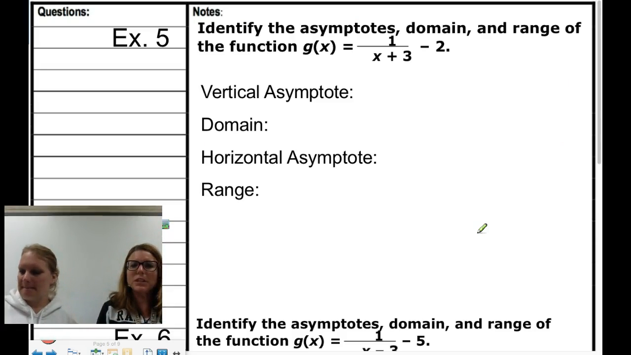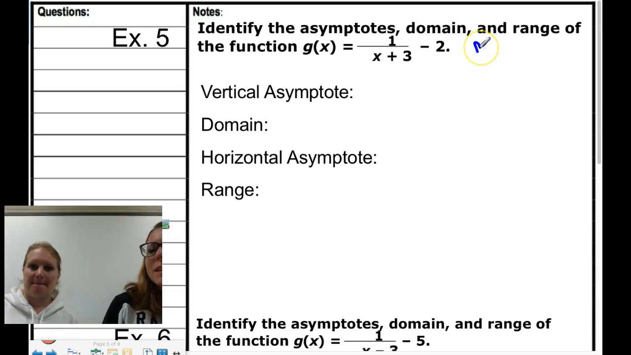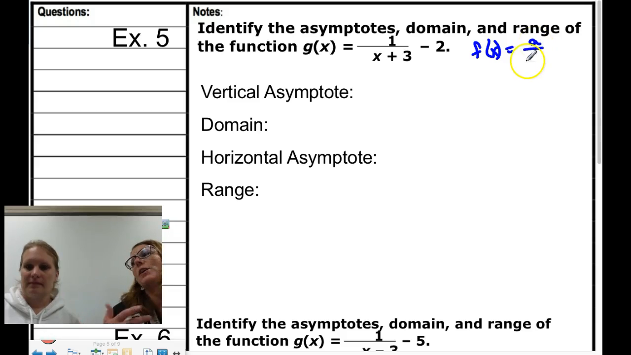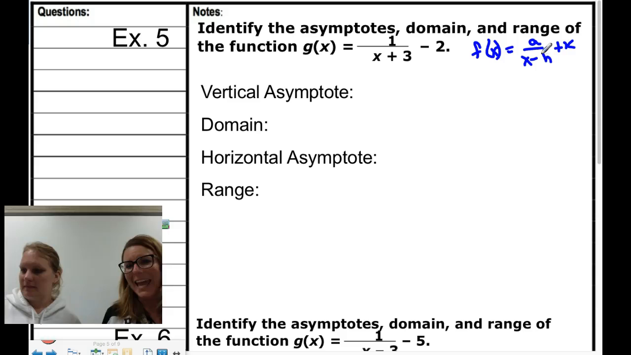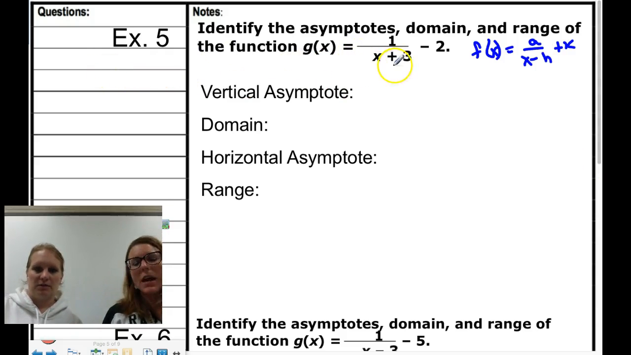All right. So let's start with this one. Because you always want to start with what's h, what's k. What's h and what is k? Great. So let's write that to the side over here. h is going to be -3, and k is going to be -2.